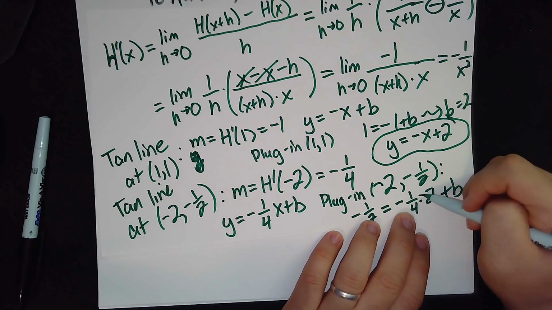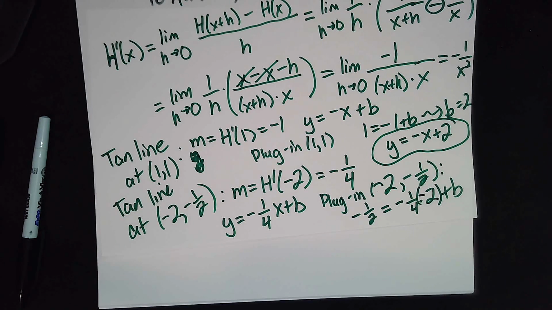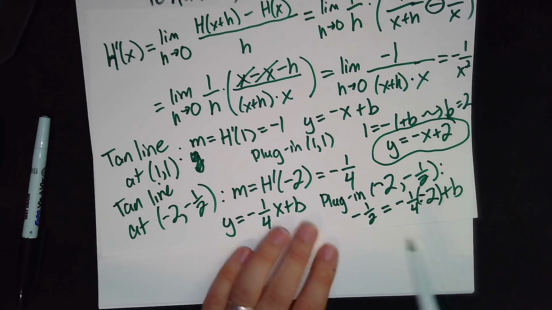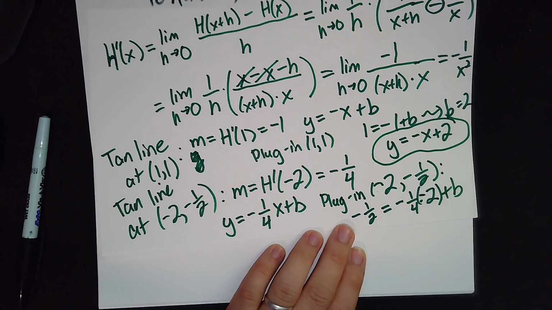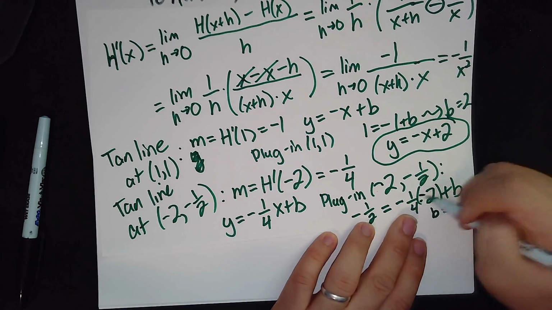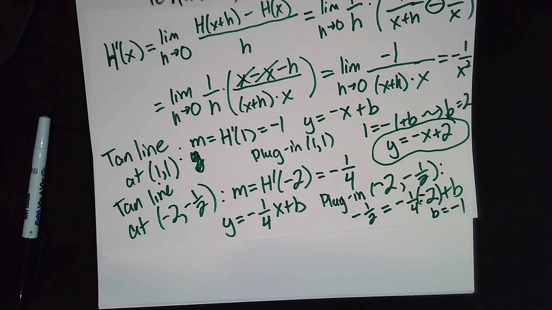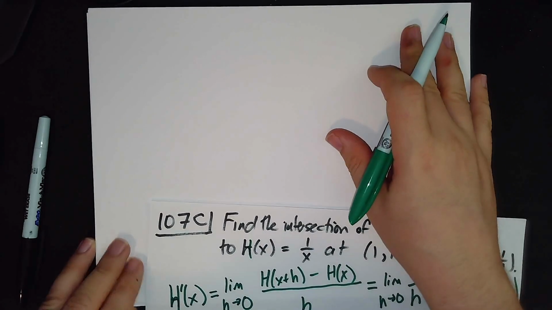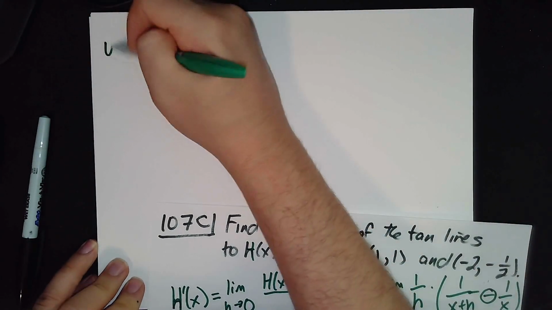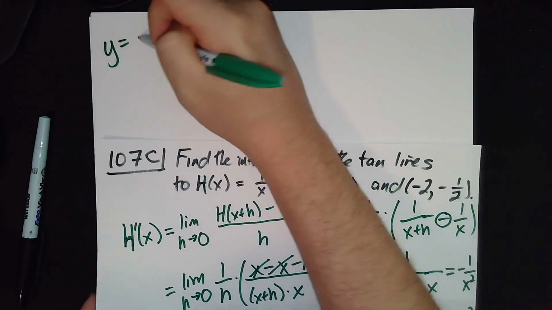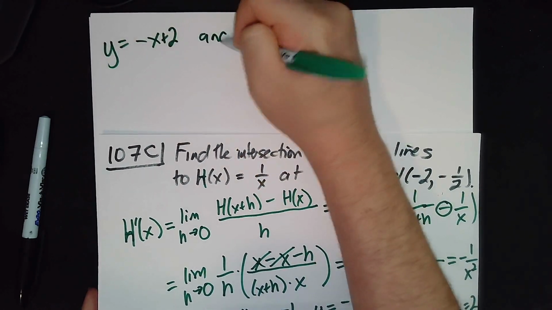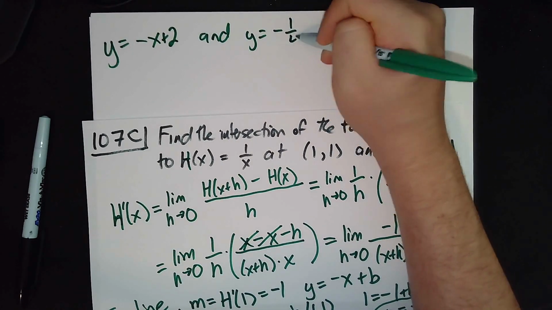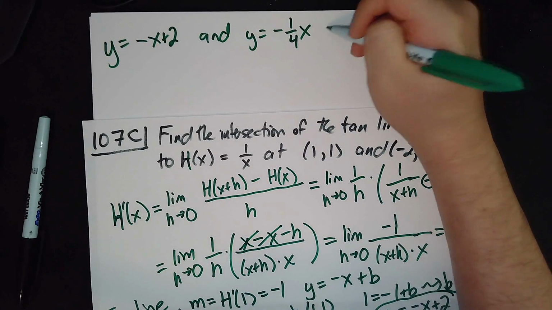This is a minus 2. Sorry. It would have worked out nicer if I had gone with my erroneous copy, but actually this is supposed to be a minus 2. This is minus 1/2, that's plus a half, so that ends up giving me that b is minus 1 after I subtract this 1/2 over to that side. Okay, so the two tangent lines that I'm looking at are y equals minus x plus 2 and y equals minus 1/4 x minus 1.